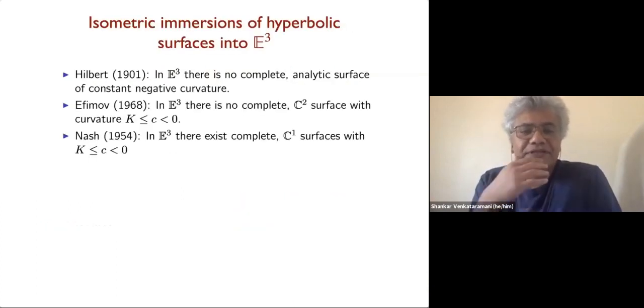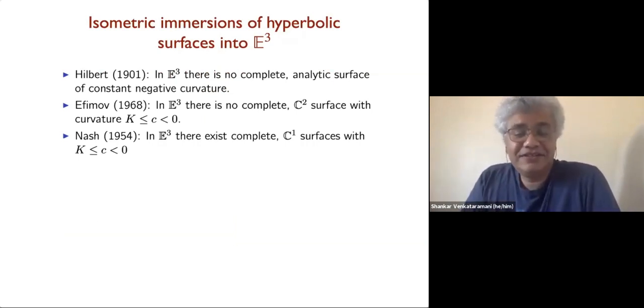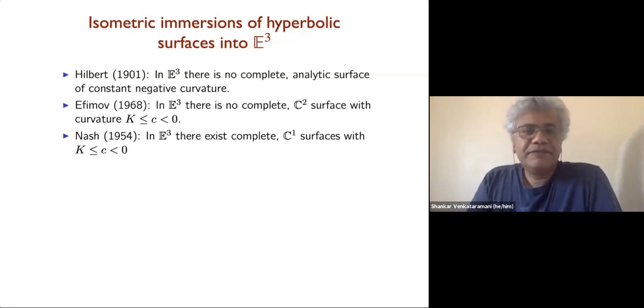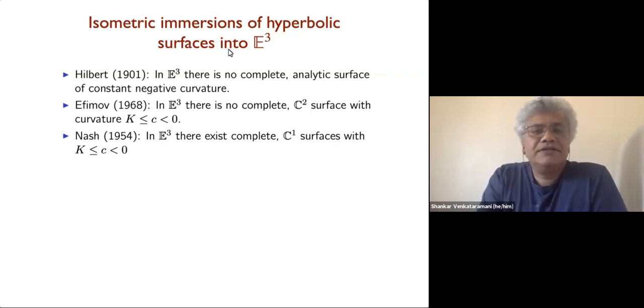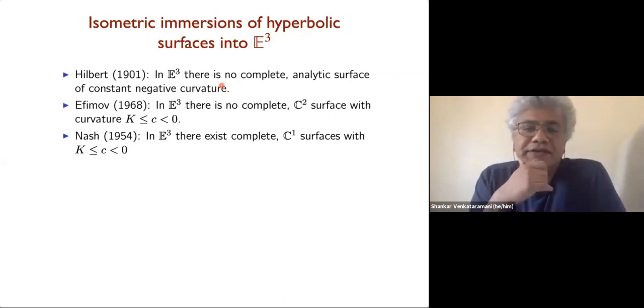I'll present sort of the math motivation in a way. What I'm going to say at the beginning is just a conjecture, and then I'll build toward what we know about this conjecture. So the question we are interested in is about isometrically immersing, say, the pseudospheres of constant negative curvature into 3-space. And Hilbert showed in 1901 already that there is no complete analytic surface with constant negative curvature in R3.